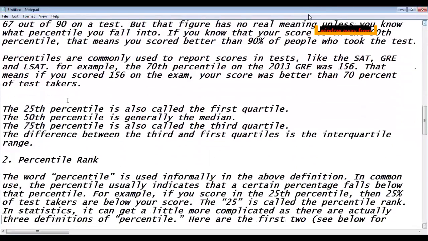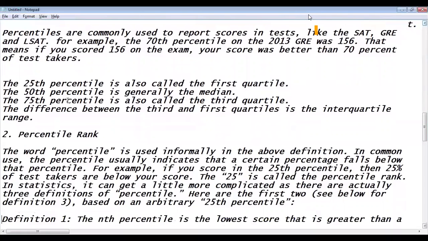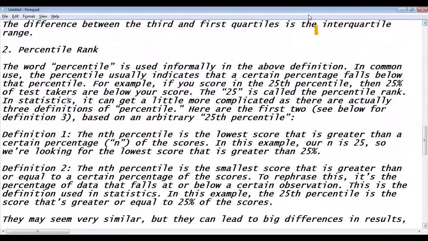So how to find the percentile rank? We have 3 definitions for finding out the percentile. The third definition uses the weighted mean, correct? So hope they are a bit clear.